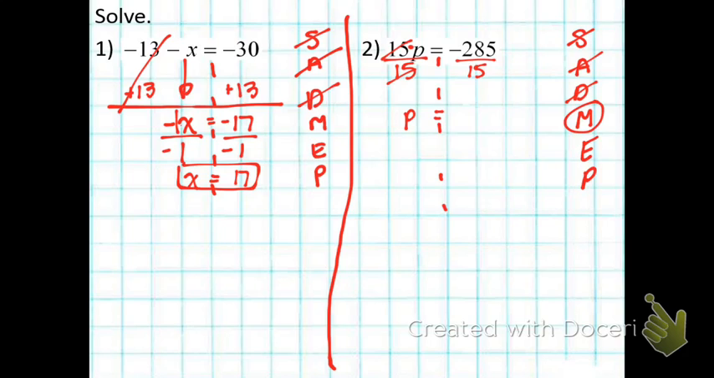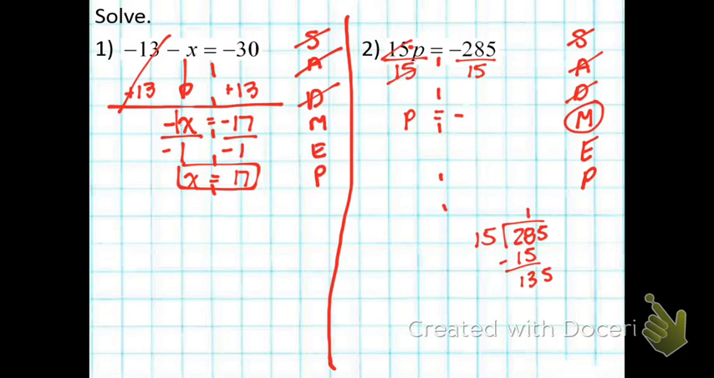Now we have negative 285 divided by 15, and it's negative 285, so I know my answer is going to have a negative sign. So we're going to just do a side problem on the bottom. 285 divided by 15. 15 goes into 28 one time. 1 times 15 is 15. Subtract, we get 13.